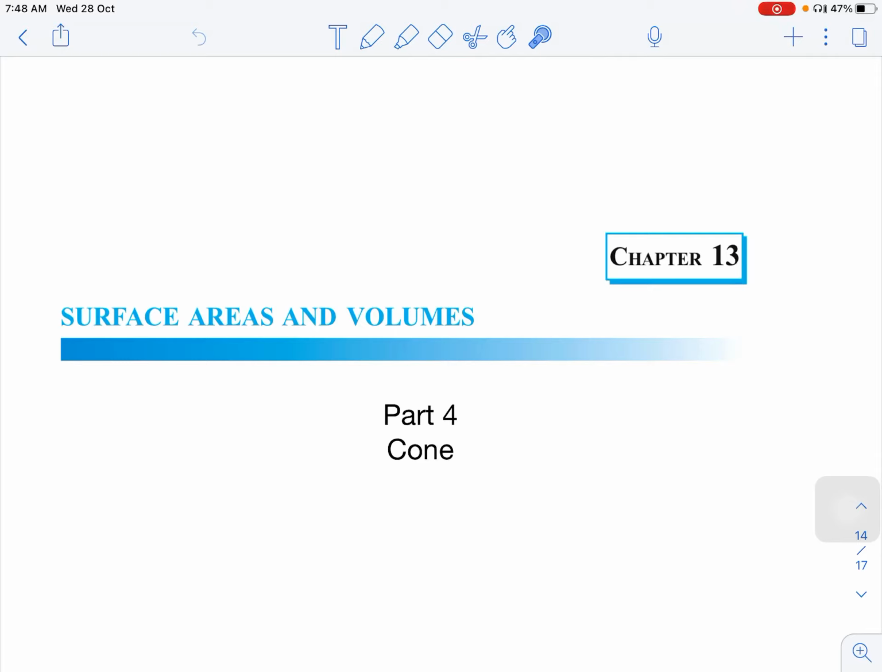So hello students, today we are going to learn chapter number 13, that is surface areas and volumes of class 9. In today's part, we are going to learn how to find the CSA and TSA of a cone. In the previous period we learned how to find the CSA and TSA of a cube, a cuboid and a cylinder. Now today we are going to learn about the fourth figure, that is the cone. Okay, so let us start.